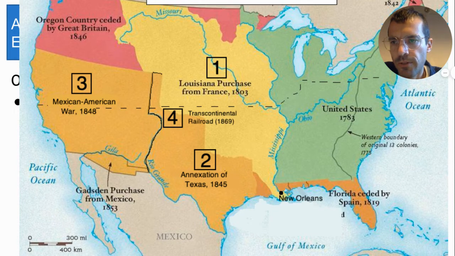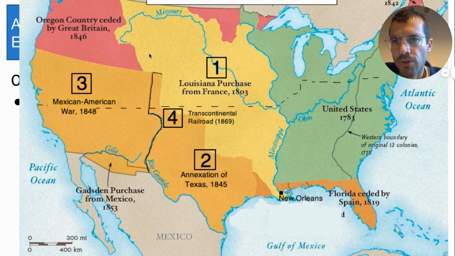Today, we are going to focus on the last event on the map, number 4, and that is the building of the Transcontinental Railroad. The Transcontinental Railroad did not add any new lands to the US, but it was a critical step in westward expansion because it allowed Americans to easily reach new lands in the West, which made it easier for them to settle there.